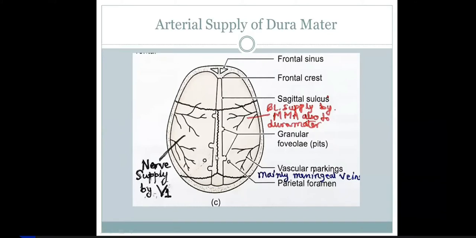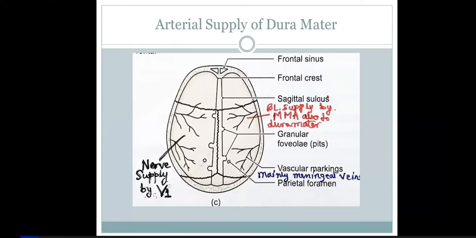And then there also you find these irregular streaks, irregular branching pattern of the meningeal vessels. They have an impression on the inner table, and these impressions are mainly because of the meningeal veins, because veins are more in approximation to the inner table. Then arterial supply of dura mater: the dura lining the cranial vault from inside, or covering the superior aspect of the brain, that portion of the dura is perfused by the middle meningeal artery.